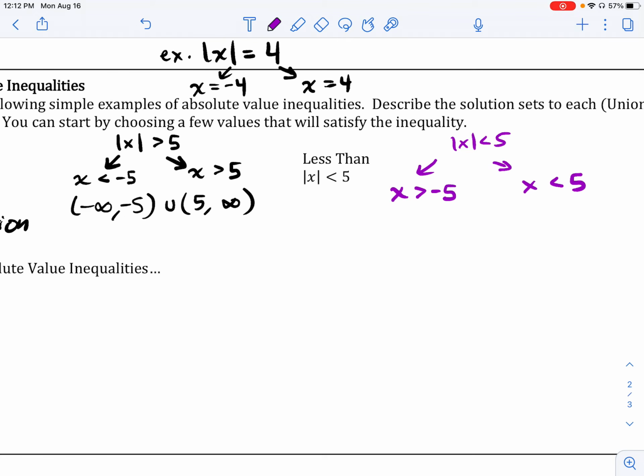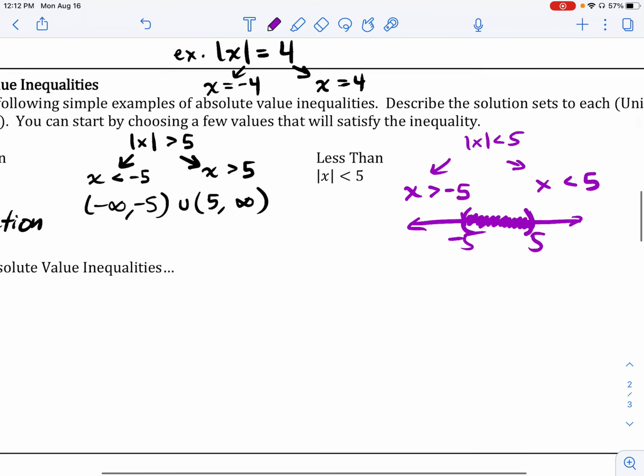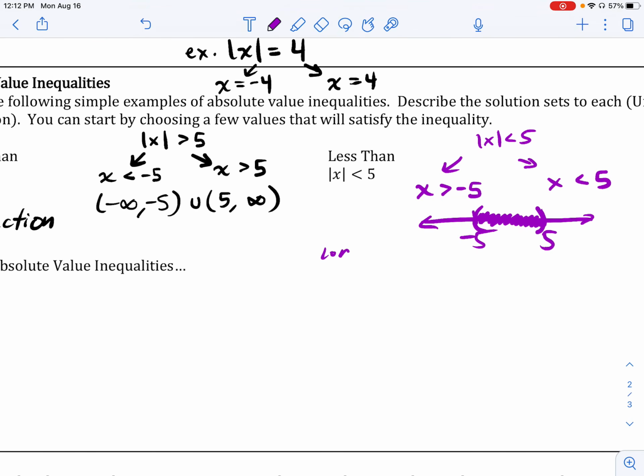Well, here now, if I write this in interval notation, I would say that x would be all the numbers, if I draw this number line so you can see it, from negative 5 to 5. All the numbers that are greater than negative 5, but less than positive 5. So it includes all of these numbers in between negative 5 and 5. So what do we have here? This is a conjunction.